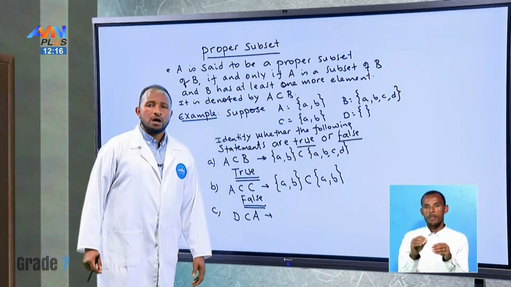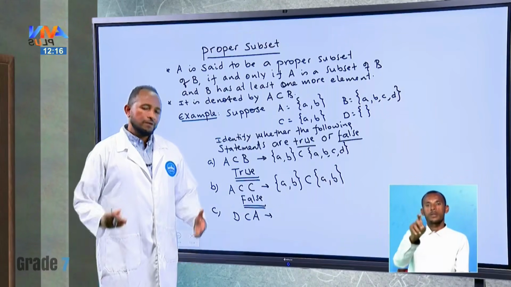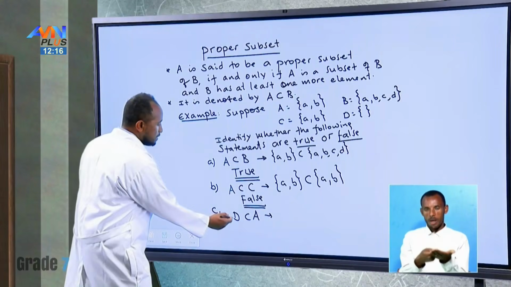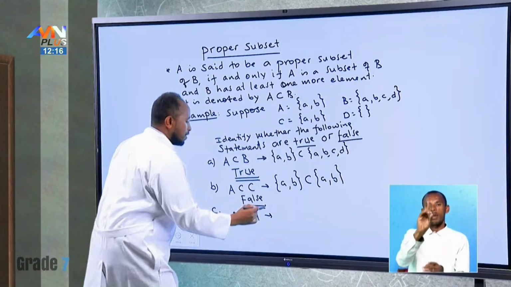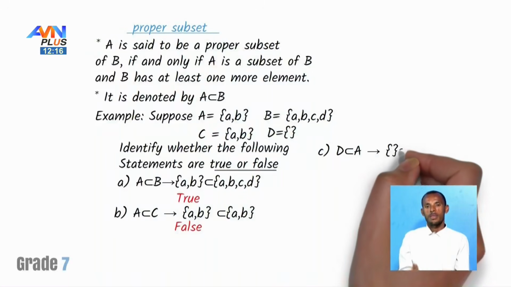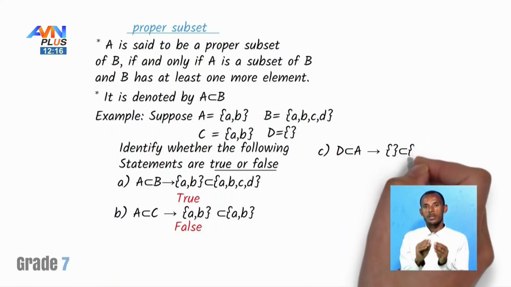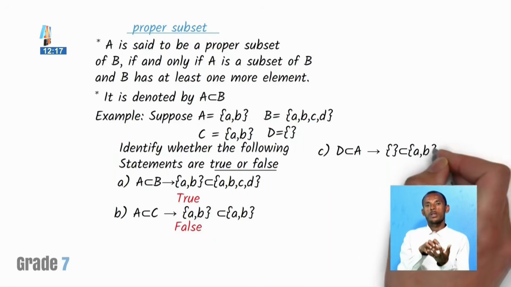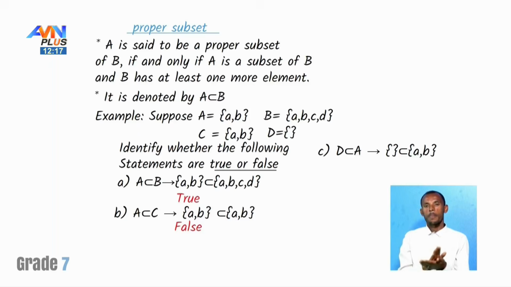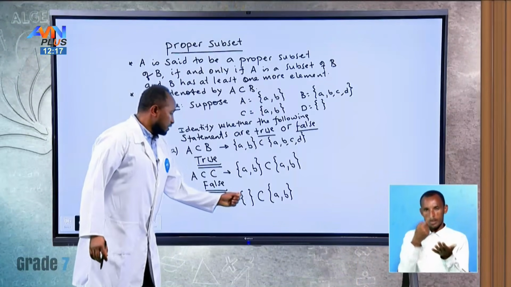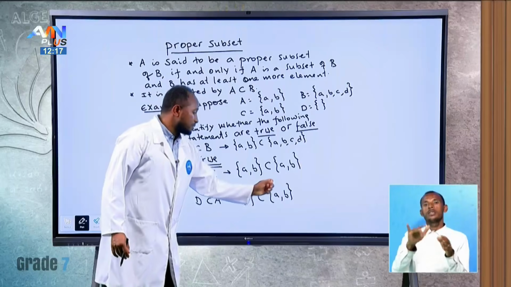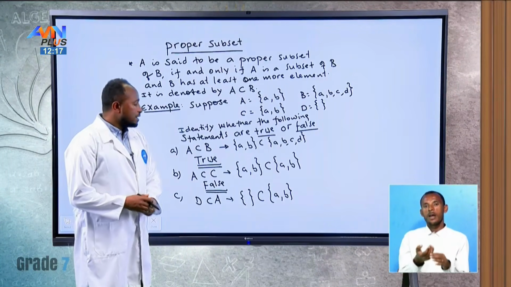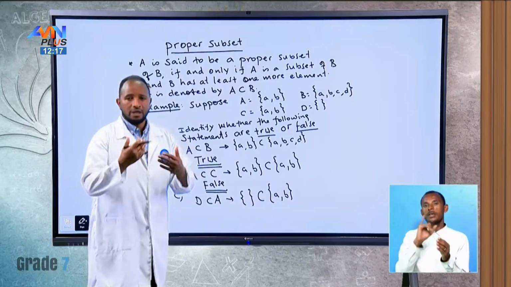Students, have you tried the question? Very nice. Now let's see the answer together. So here, set D has no element. It's empty. It's a proper subset of set A, which contains the two elements A and B. To check this, first, is this empty set a subset of the second set? Yes, it is. We said earlier, empty set is a subset of any set.